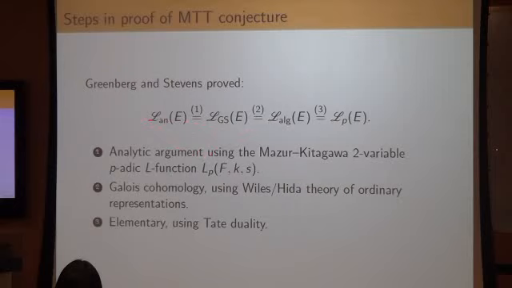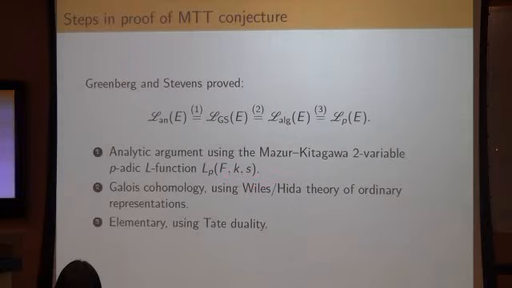So this was a purely analytic argument using the Mazur-Kitagawa two-variable p-adic L-function. Okay, so the p-adic L-function of E, which is just L_p(E,s), interpolates into a two-variable function where you also vary the weight. So when k is equal to 2, this is just L_p(E,s). If you fix k equals 2, you get a function of one variable s that's just L_p(E,s). It's just one fiber of a two-variable p-adic L-function.